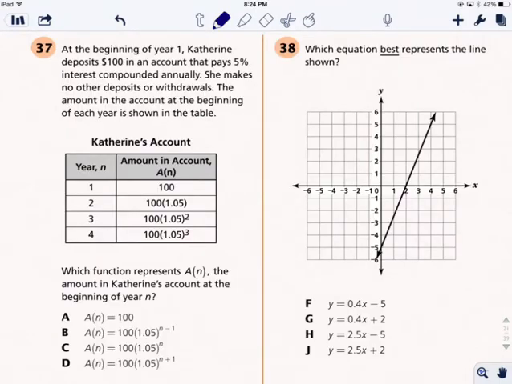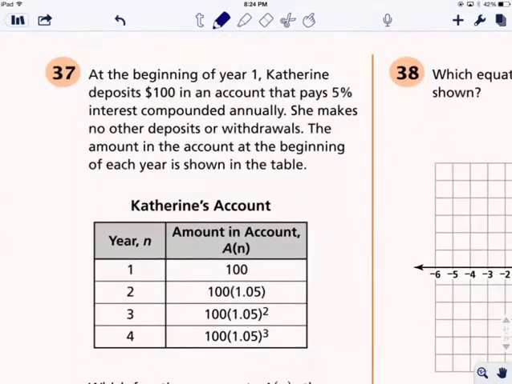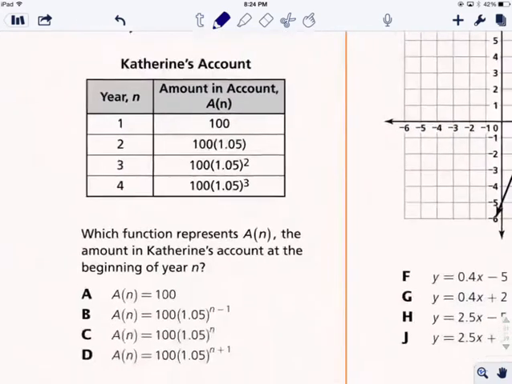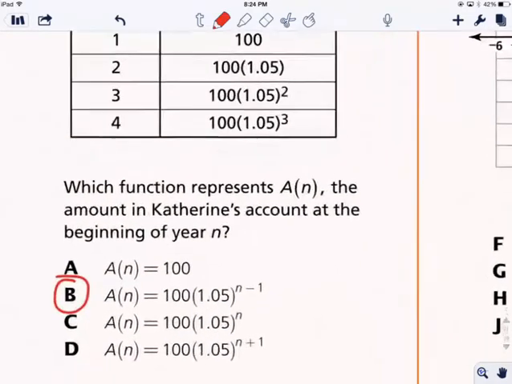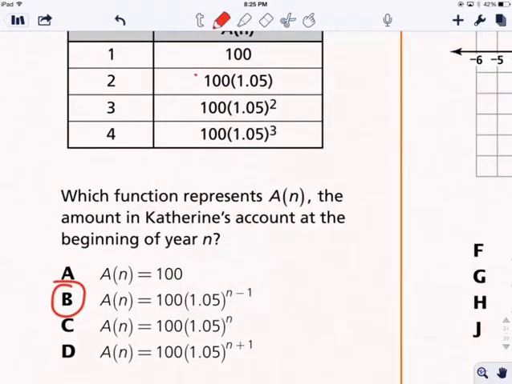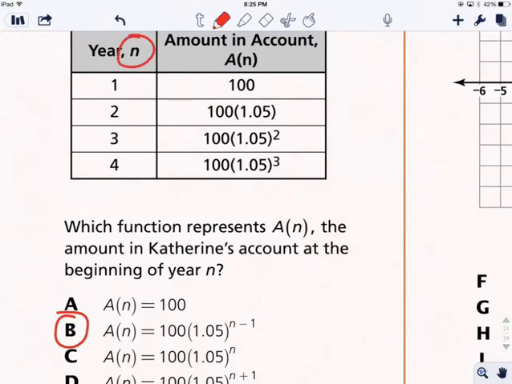Number 37. Now number 37 looks scary because it has lots of words and it has a big table, and it's something that we really haven't studied in much detail. But what is most important, and I'm assuming you've already read through this and looked at the table, the correct answer choice is B.